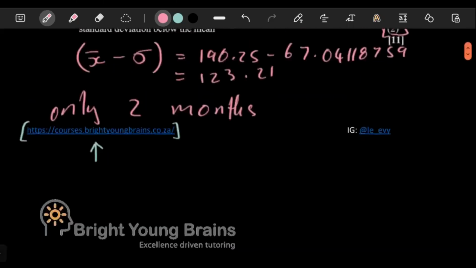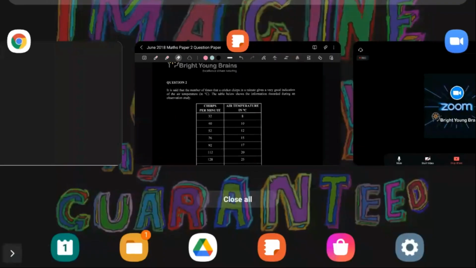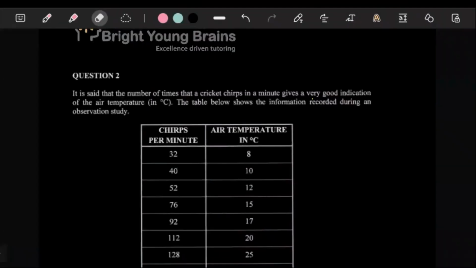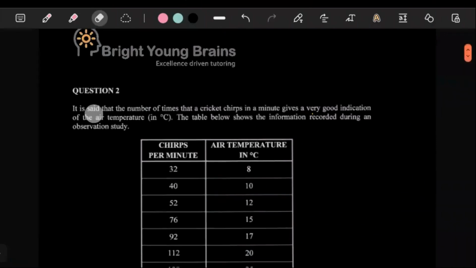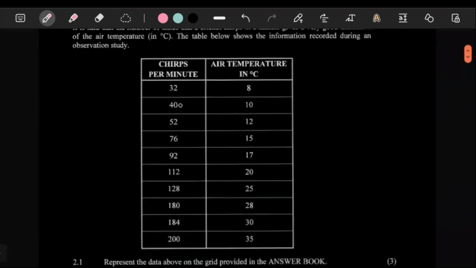Okay, let's keep moving forward. Anyways, question number 2 says the following. It is said that the number of times that a cricket chirps in a minute gives a good indication of the air temperature. Then it says the table below shows the information recorded during an observation study. Interesting. So the number of chirps here are giving us an indication of the temperature.